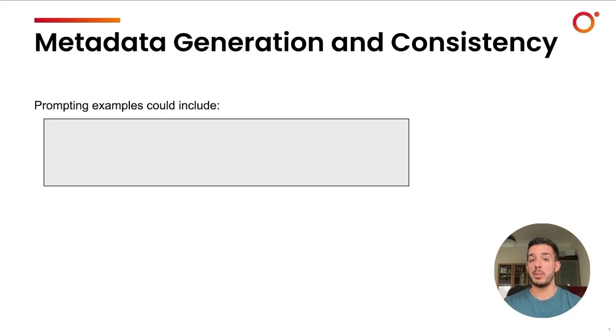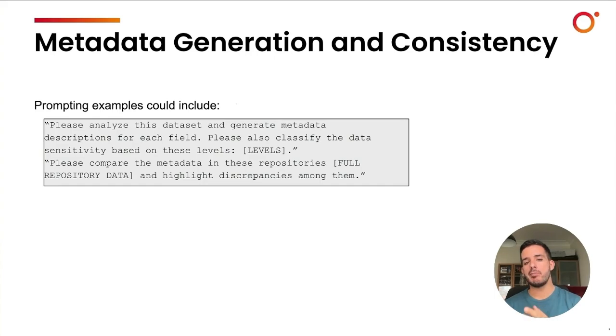What are some examples for prompting when you want to generate and keep metadata consistent? Well, for example, you can say, hey, please analyze this dataset and generate metadata descriptions for each field in the dataset. Please also classify the data sensitivity based on these levels. Maybe you have high level sensitivity, low level sensitivity, maybe specific categories such as PII, or personally identifiable information. And if you do, you want to feed those categories so that when the GenAI generates that metadata, it focuses on those specific categories instead of inventing new ones. So it's kind of translating the generated metadata to your specific language, if you will.